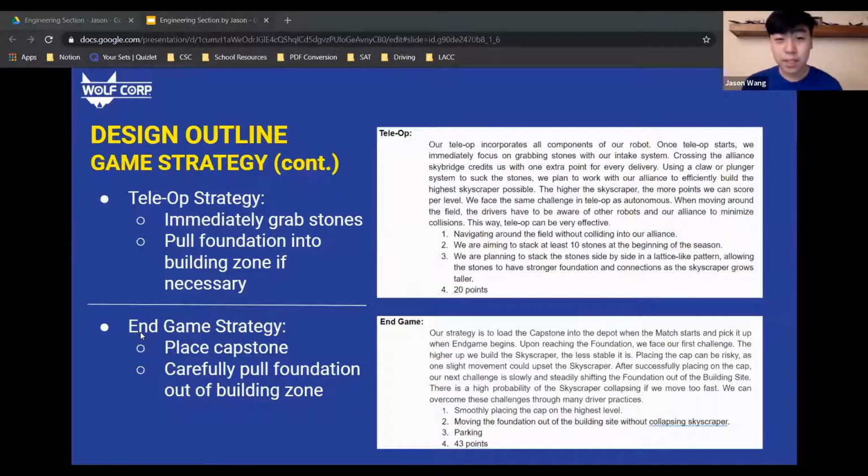We would then repeat the stacking until we reached as high as we could until the time limit ran out. And once again, a challenge we would face was setting up routes around the field so that we could operate as efficiently as possible without colliding into our alliance partner.